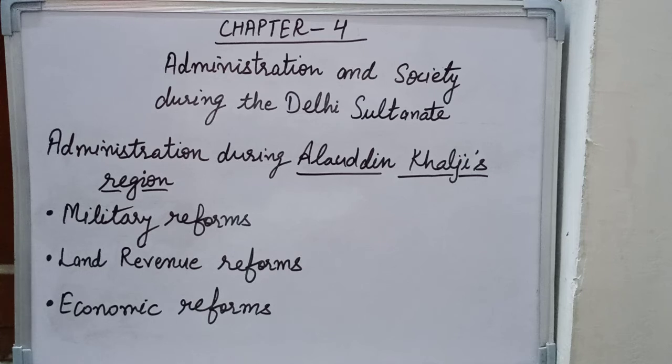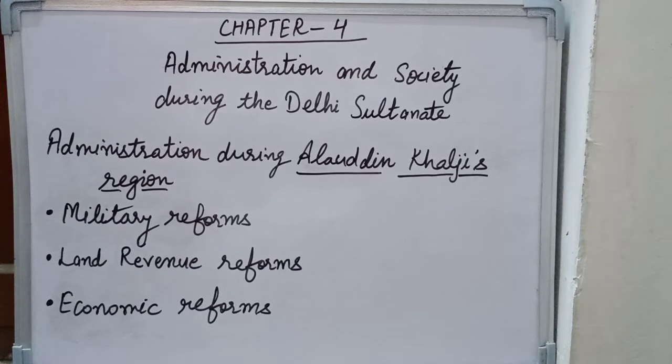The next one is economic reforms. Apart from administrative reforms, Alauddin also introduced some economic changes. He took some steps to improve the economic condition and to collect more revenue for his army. Prices of certain products like food grains, clothes, cattle, and general merchandise were fixed. He fixed the prices of all these things. Hoarding of any goods was punishable. Nobody could advertise their product.